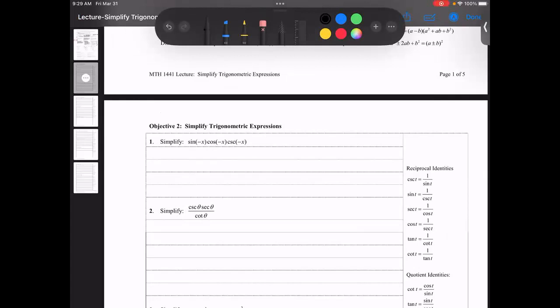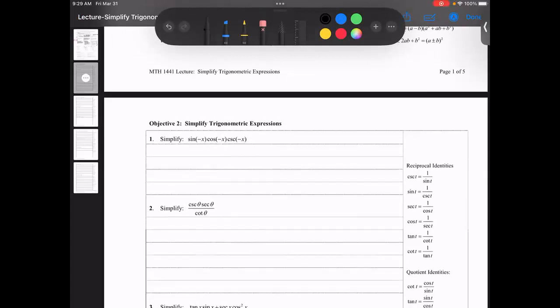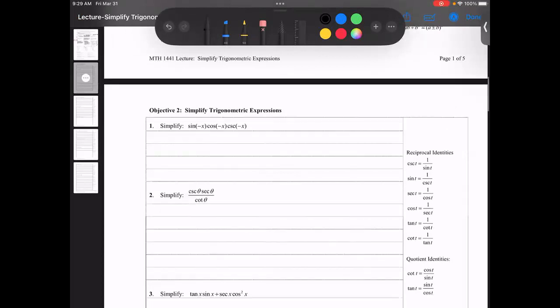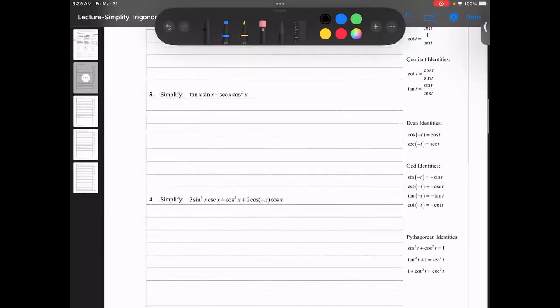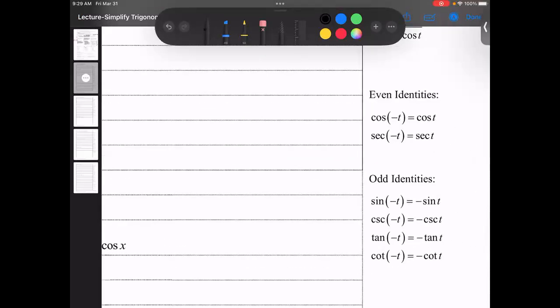Now, the even functions are cosine and secant. It's very easy to remember. I'll tell you my trick. That's the even identity and odd identity. So even is when you have a negative in the angle, it disappears. And I'll tell you why. You don't write this down.